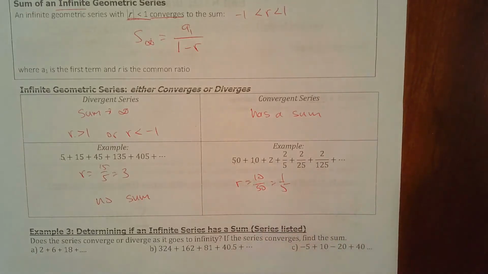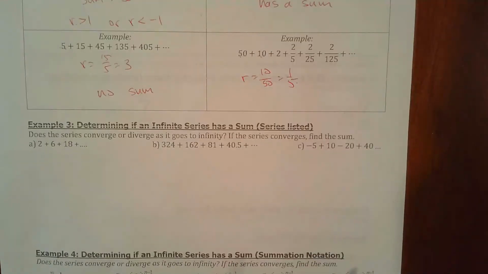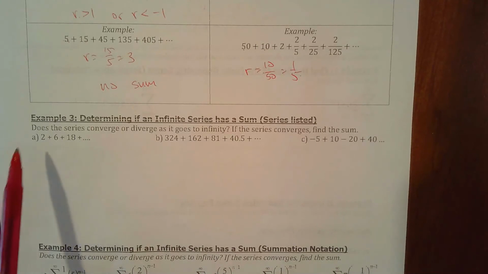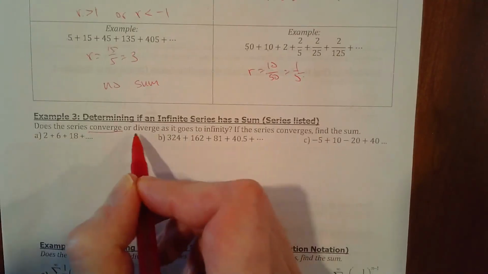Okay, so this one will have a sum. This is an example of one that will. This is one that does not have a sum. So let's go down and try to find some here. These say, does the series converge or diverge?